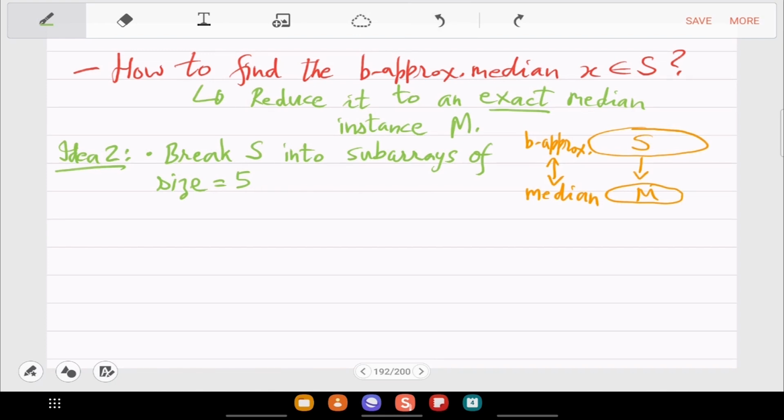So these will be how many? N by 5 many. So just go over the array and at every 5 you call it a subarray. So you have n by 5 subarrays, and for each subarray you can compute trivially the median in constant time for each. So in linear time you have computed all these medians of the n by 5 subarrays.